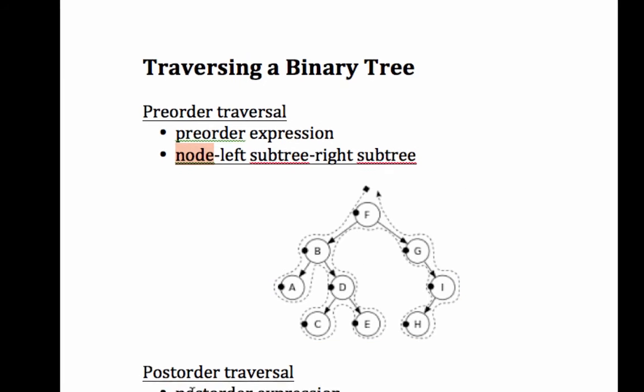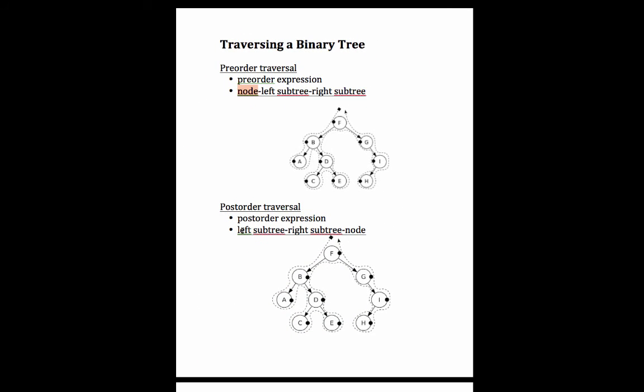Now let's talk about the post-order traversal. The post-order traversal processes the node last. So we first go to the left subtree, then we go to the right, and the last thing that we do is the node. In other words, that's in a sense the reverse order of what we did with the pre-order traversal.